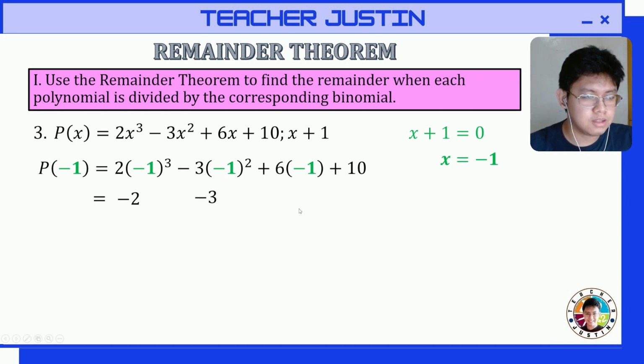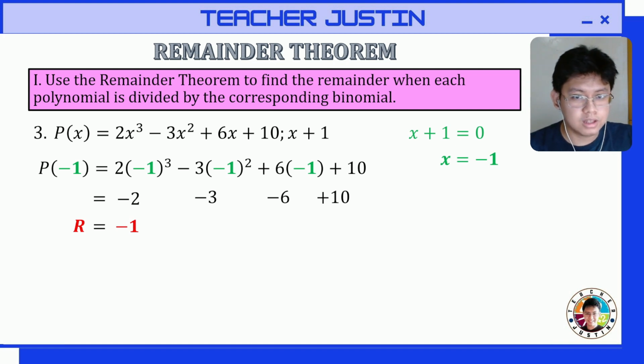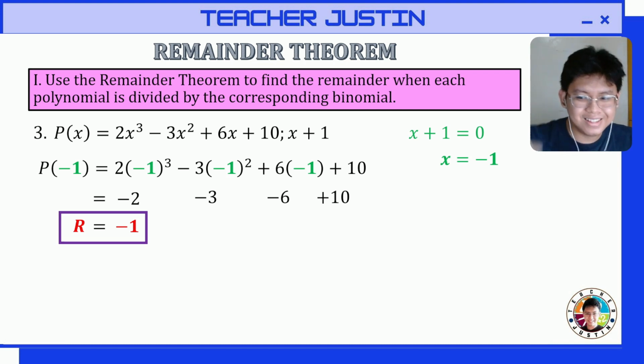Tapos, 6 times negative 1 will be negative 6. And, copy lang natin si 10. So, we have negative 2 minus 3 minus 6 plus 10. So, combine natin yan. That will give us our remainder, which is equal to negative 1. So, when we divide this polynomial by our binomial x plus 1, our remainder will be equal to negative 1. And that's it. Ta-da! Alright.